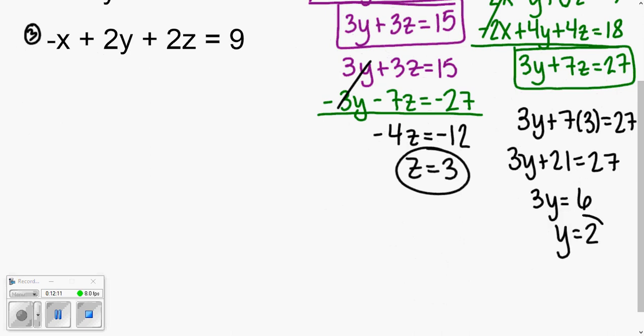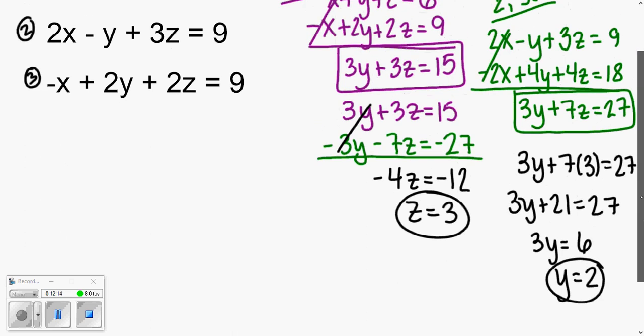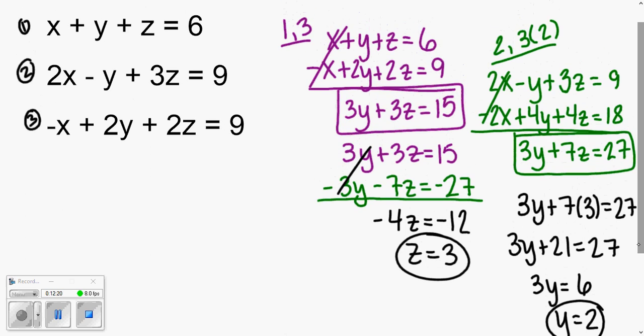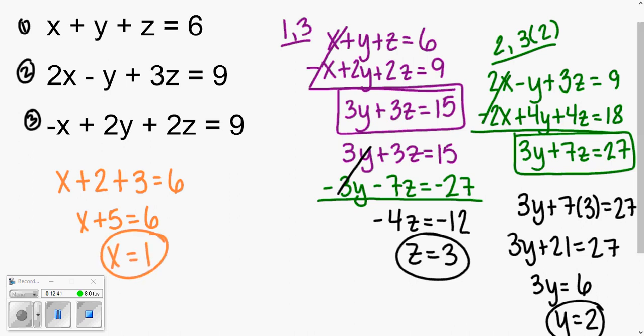So y equals 2. At this point, I've gotten a z and a y. So I'm just going to put that in any of the original equations. It doesn't matter which one. I'm going to choose number 1 because it looks the easiest to me. So x plus, instead of y, put a 2, plus, instead of z, put a 3. So I get x plus 5 equals 6, and if I subtract 5 from both sides, I get x equals 1. If you'd like to write this as an ordered triple, it would be 1, 2, 3.